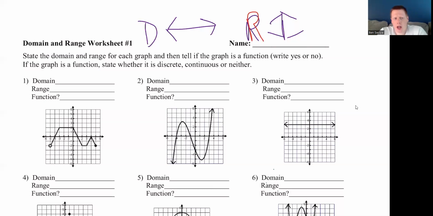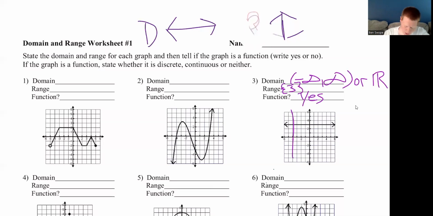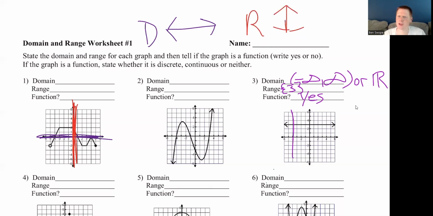But let's jump in. First thing, I wrote it up here. Domain is your left and right, so you are looking at your x-axis. Your range is your y values, or your up and down. So range is how far it goes up and down, essentially what you're trying to figure out.